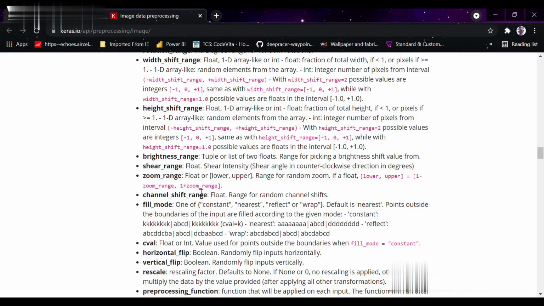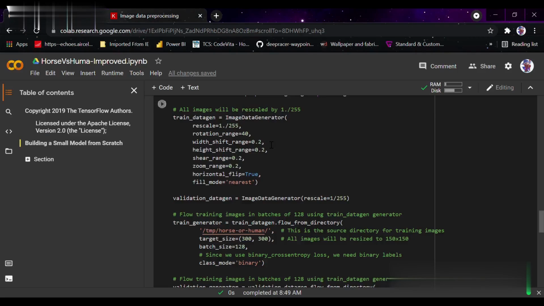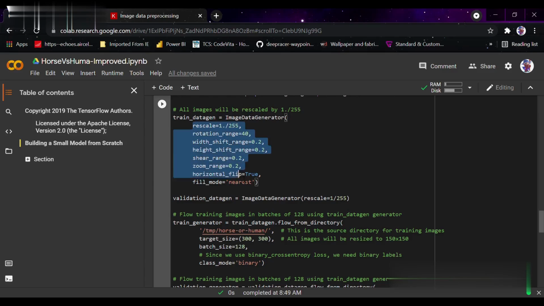Now comes the fill mode. So one of the defaults is nearest. Points outside the boundary of the input are filled according to the given mode. That is, if there is some leftover space, the fill mode parameter would come and take place at that point. So this is how the model would get trained on the image data generator.